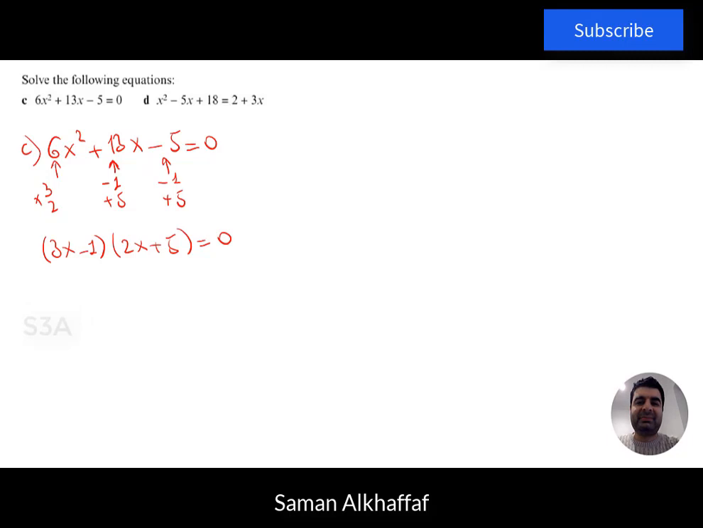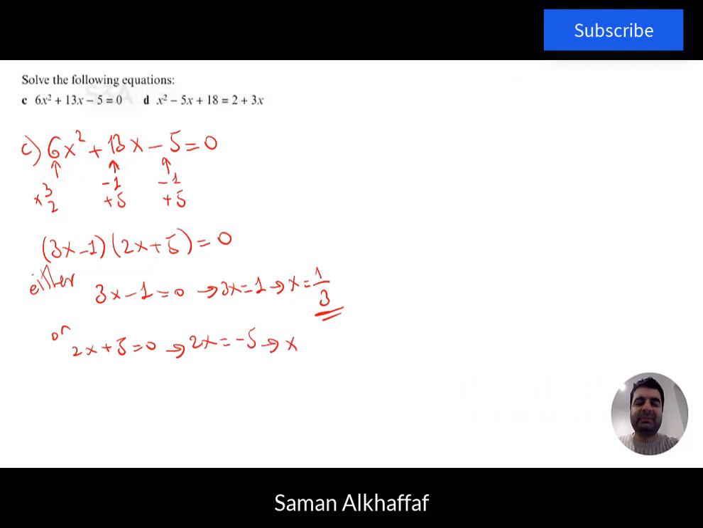So now we will equate each bracket to 0. So we'll say either 3x minus 1 equal to 0. So that means 3x equal 1, and that will give us x equal a third. So that's the first value of x. Or we would have 2x plus 5 equal to 0. So that will be 2x equal minus 5, and that will give us x equal minus 5 over 2. And this will be our second value for x.